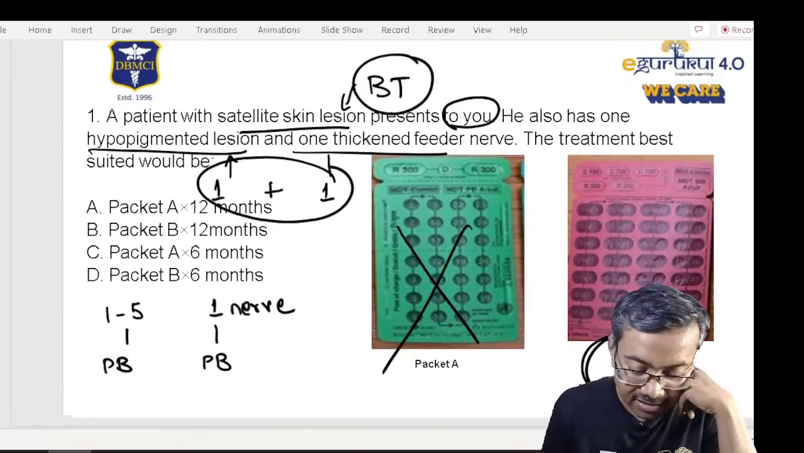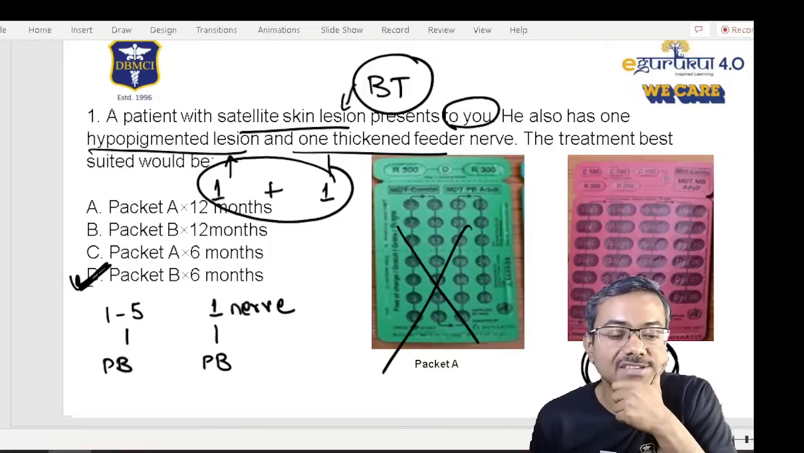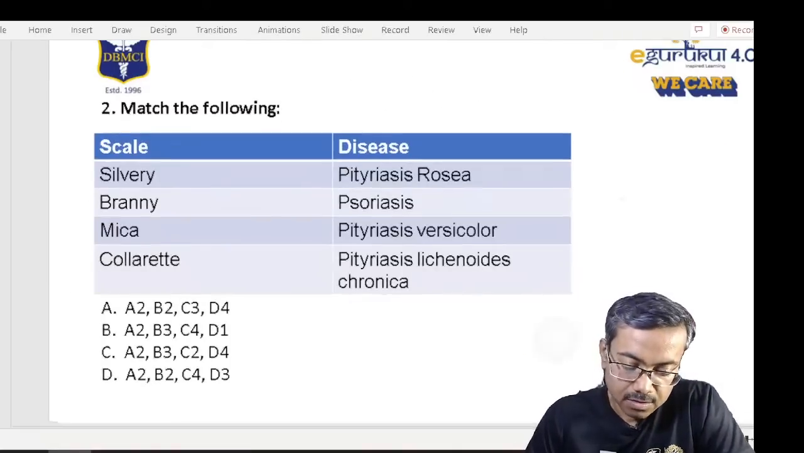So it's paucibacillary, packet B for 6 months. Packet B for 6 months. Are you with me on this? Paucibacillary, packet B for 6 months. Clear? Got it? Okay.